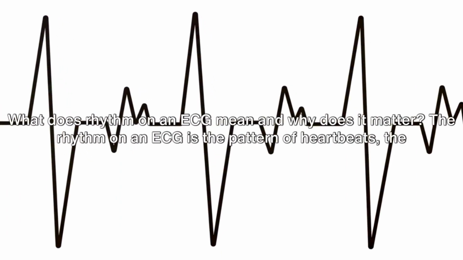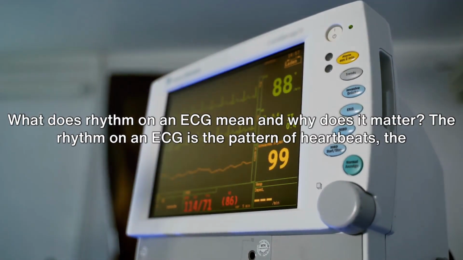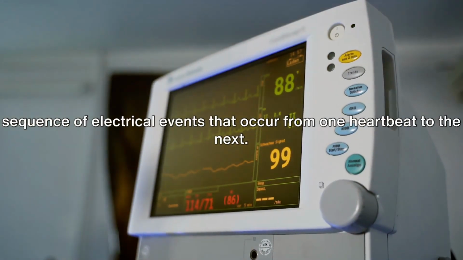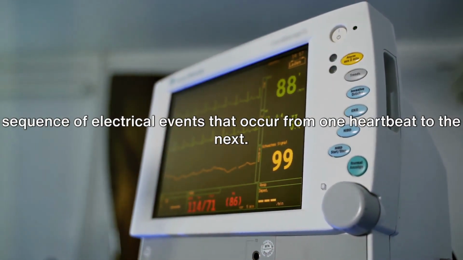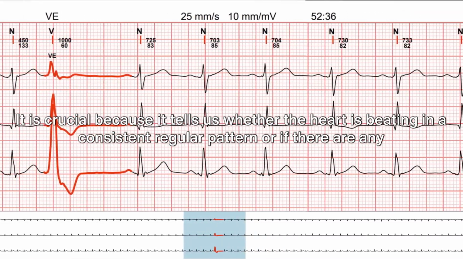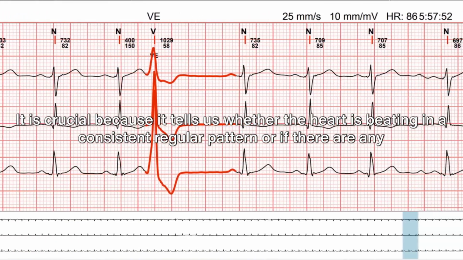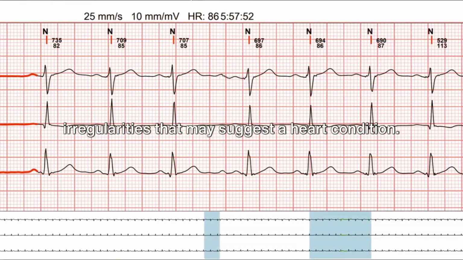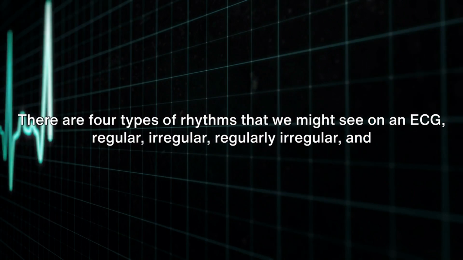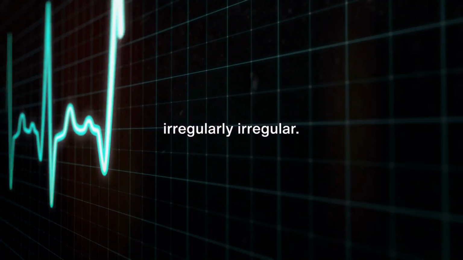What does rhythm on an ECG mean, and why does it matter? The rhythm on an ECG is the pattern of heartbeats, the sequence of electrical events that occur from one heartbeat to the next. It is crucial because it tells us whether the heart is beating in a consistent regular pattern, or if there are any irregularities that may suggest a heart condition. There are 4 types of rhythms that we might see on an ECG: regular, irregular, regularly irregular, and irregularly irregular.